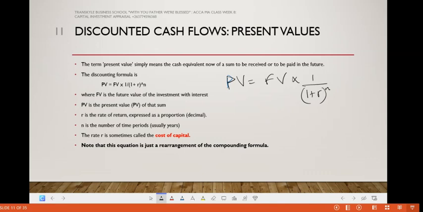So we are simply saying the future value is the value of the investment, together with the interest, after year 5. All right, let me just give you this particular table here.